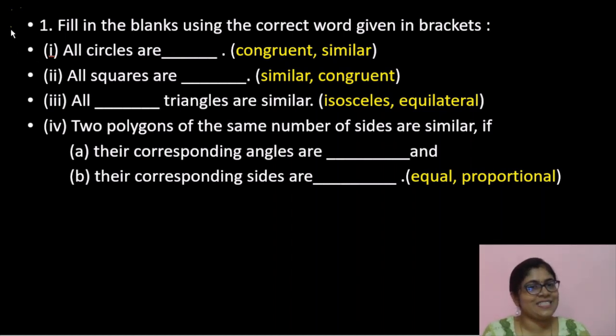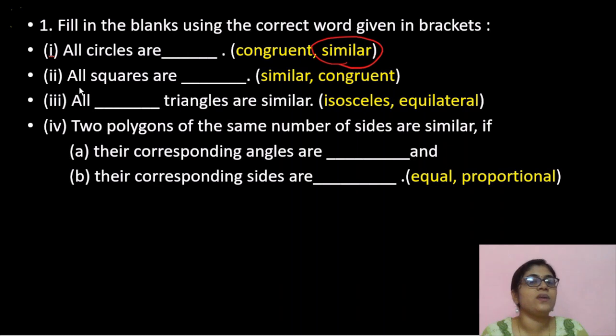So, let's get started. Fill in the blanks using the correct word given in the brackets. All circles are dash, congruent or similar. Circles are always the same shape. It may be different in size, but the shape is the same. So we can say all circles are similar. To be congruent, the radius should be the same. Because here the radius is not mentioned, we can say all circles are similar.